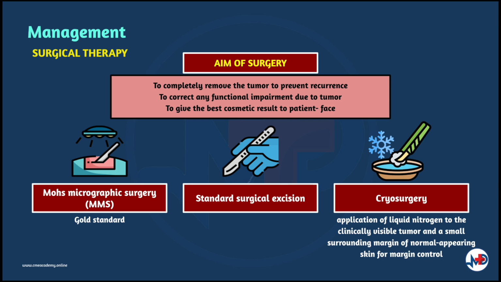Surgeries aim at complete removal of the tumor to prevent recurrence, to correct any functional impairment due to the tumor, and to give the best cosmetic results to patients, especially on their face. Mohs micrographic surgery is the gold standard surgical treatment. Other surgery includes standard surgical excision and cryosurgery, which involves application of liquid nitrogen to the clinically visible tumor and a small surrounding margin of normal appearing skin for margin control.